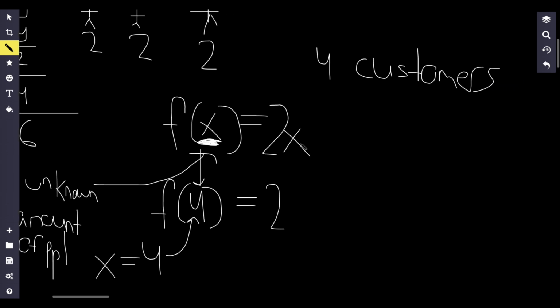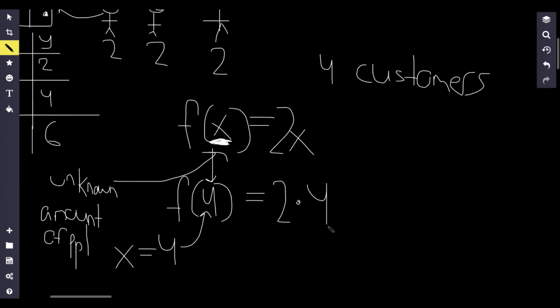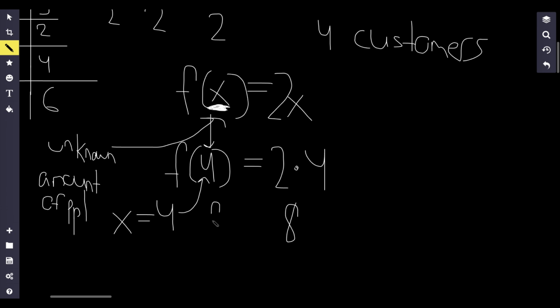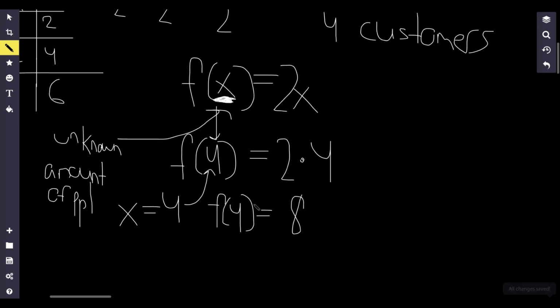Now, if x is equal to 4, all we have to do is substitute 4 into our function. So we have 2 times 4, which is 8. So f of 4, the amount of cookies for 4 people, is going to be 8.